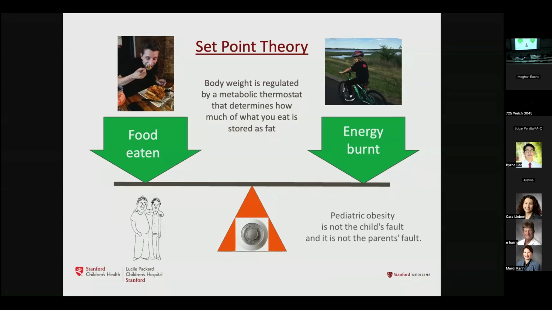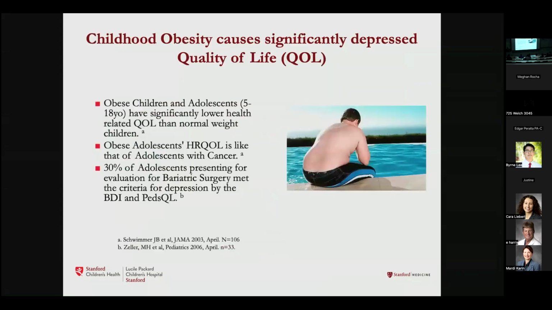So obesity is not the child's fault. It is a genetic problem. It is a genetic disease. And it's not their parents' fault. It's not that their parents are feeding them too much. They're hungry. They want to eat. They end up gaining weight because everything they eat gets stored as fat.